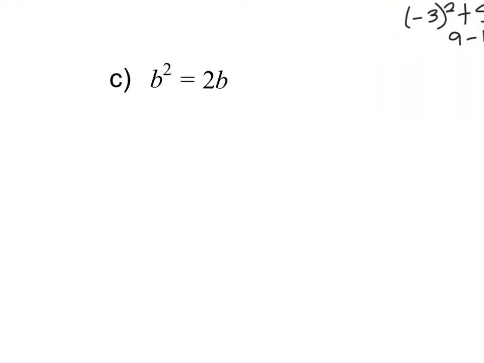Okay, this next one is a little different. We still need to get a 0 on one side. Every single time you have to have a 0 on one side in order to solve it. So let's subtract 2b to both sides. And remember, you cannot combine those because they don't have the same exponent. So this would give you b squared minus 2b equals 0.